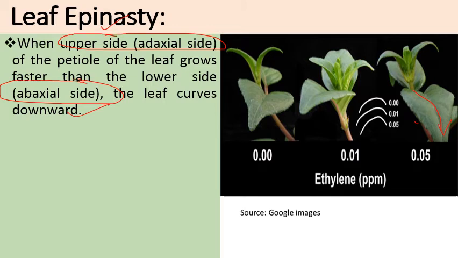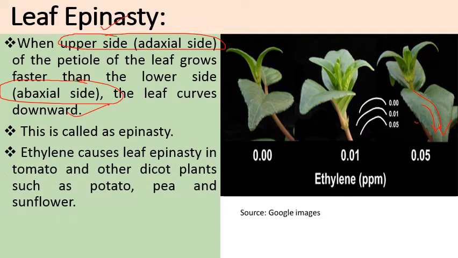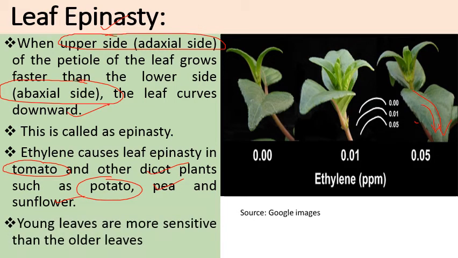So the curving of the leaf on the lower side is known as leaf epinasty. This is called epinasty, and ethylene causes leaf epinasty in many plants like tomato and other dicot plants such as potato, pea, and sunflower. So this gaseous hormone is meant to induce leaf epinasty in these plants. And the young leaves are more sensitive as compared to the older ones.